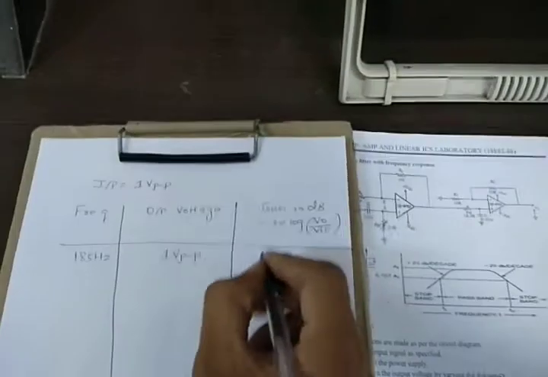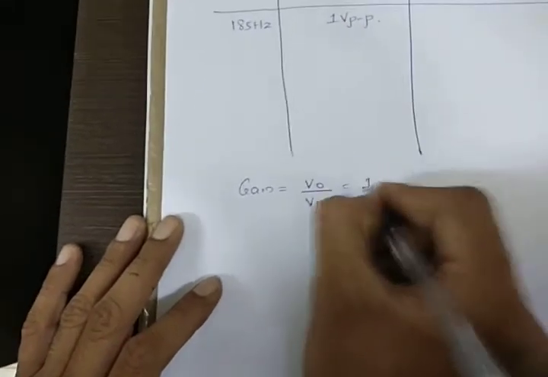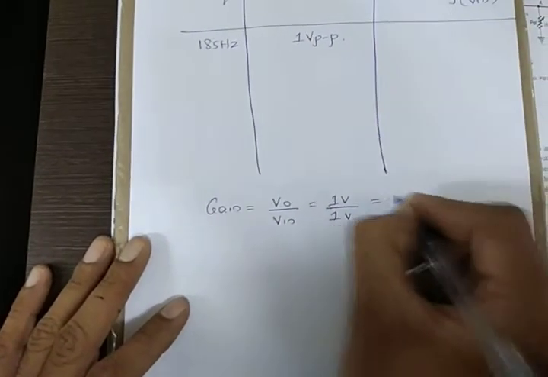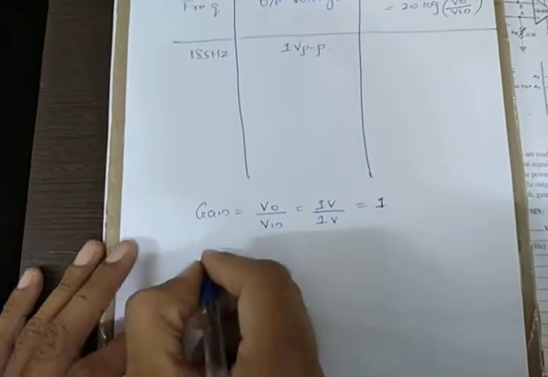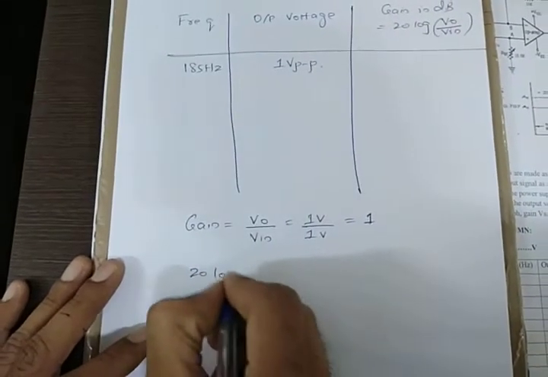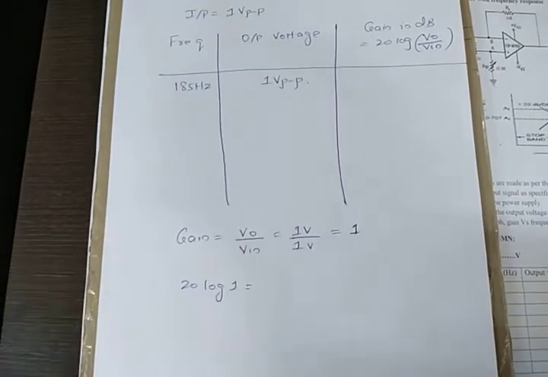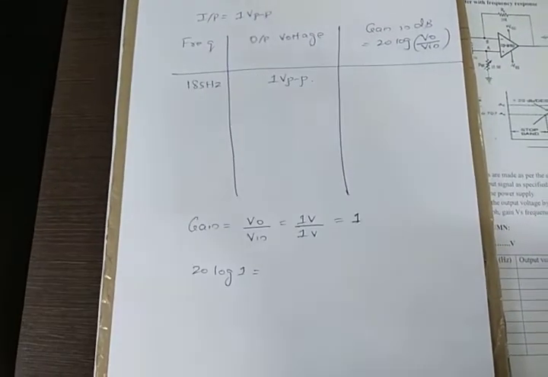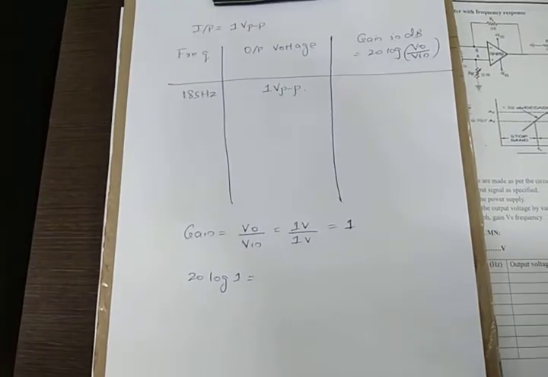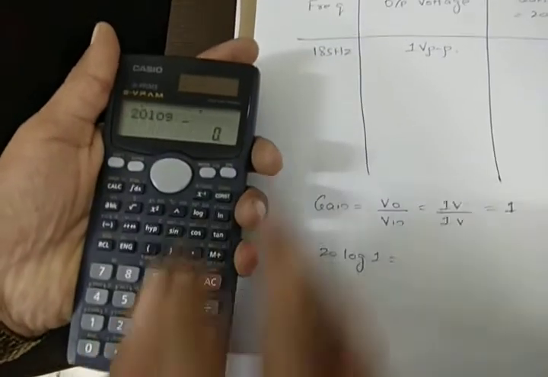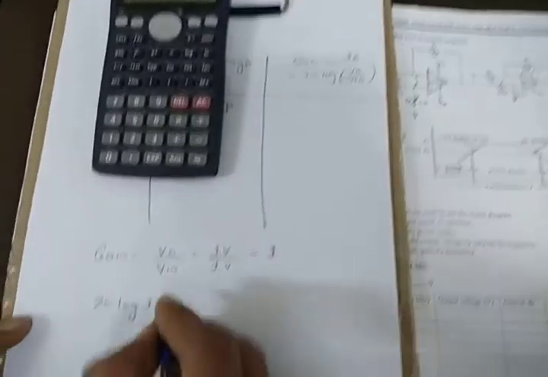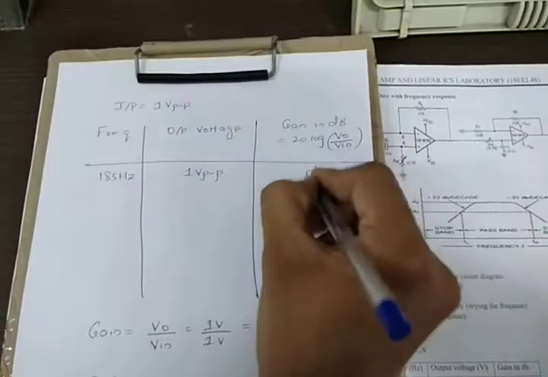Okay. So what will be the gain then? Normal gain, gain calculation, gain is V0 by Vin. Output is 1 volt peak to peak, input is also 1 volt, so the gain is 1, gain is unity. So if you want to calculate the 20 log of 1, so what do we get here? 20 log of 1, that is 0, isn't it, students? So 20 log of 1 is 0, write it down here as 0.